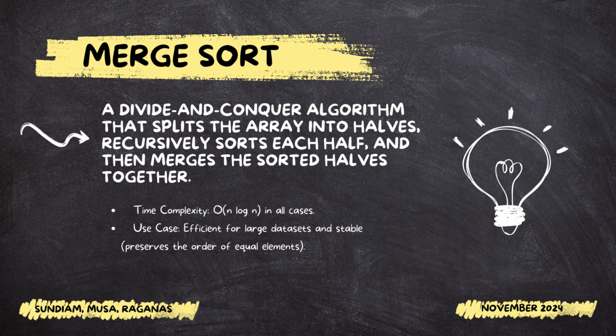Merge sort. A divide and conquer algorithm that splits the array into halves, recursively sorts each half, and then merges the sorted halves together. Time complexity: O of n log n in all cases. Use case: efficient for large datasets and stable, preserves the order of equal elements.